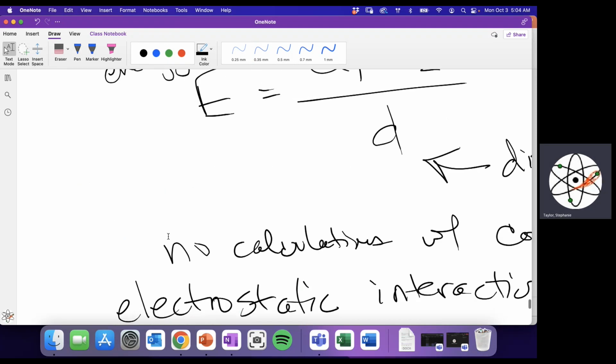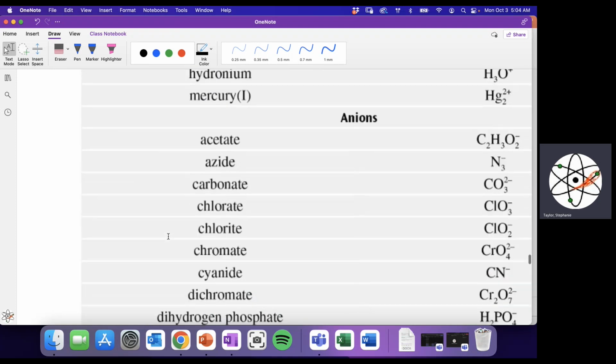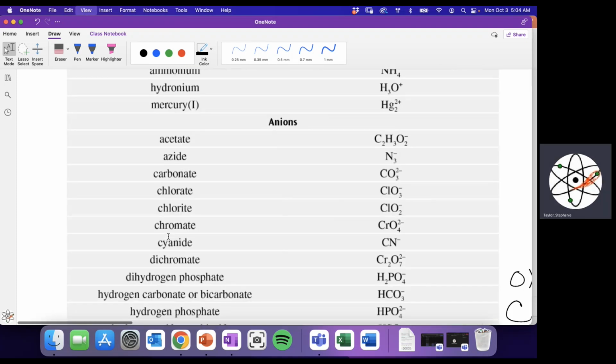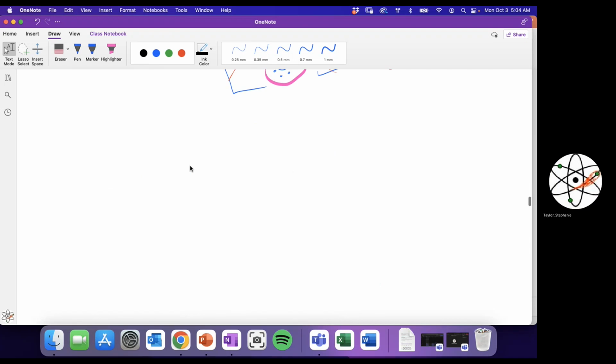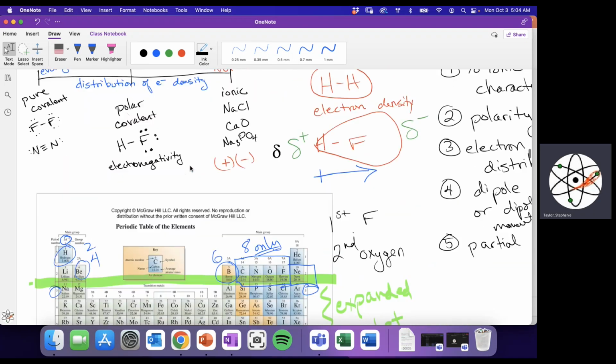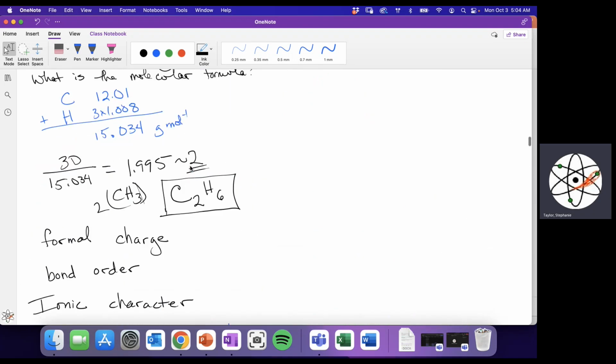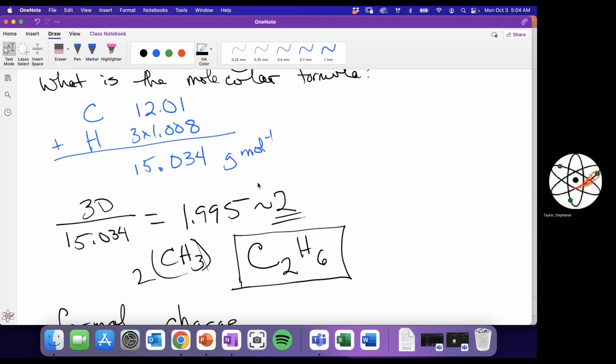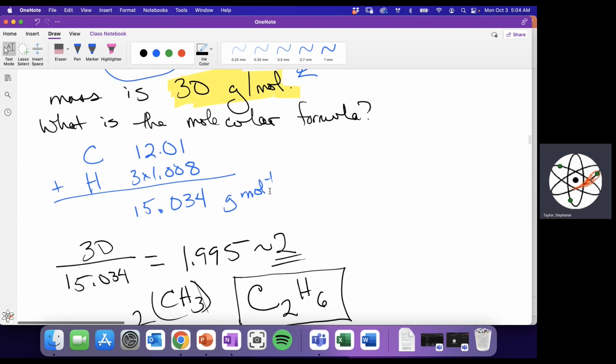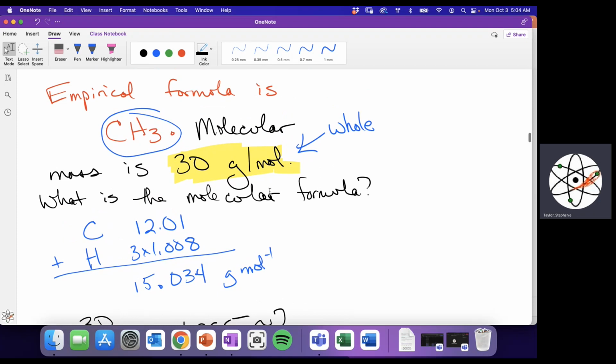Let's see if I can scroll back and find that. Oh gosh, make it small, make it small. So I did a very brief example. There it is. Because I was trying to think of all of the different ways we could do math in here. So this question up here begins in red. The empirical formula is CH3. The molecular mass is 30 grams per mole. What is the molecular formula?